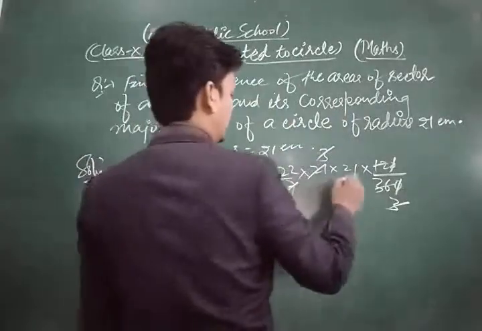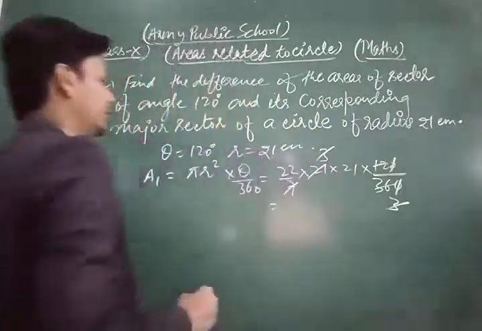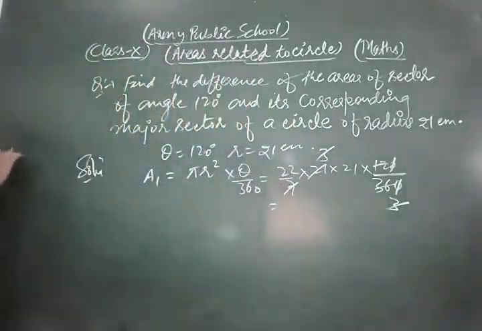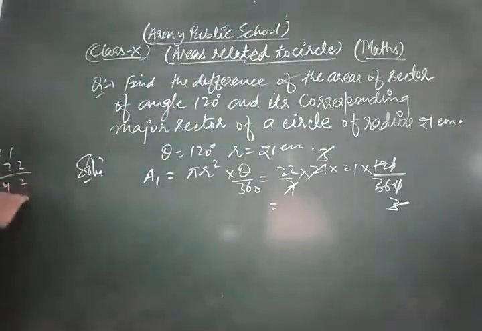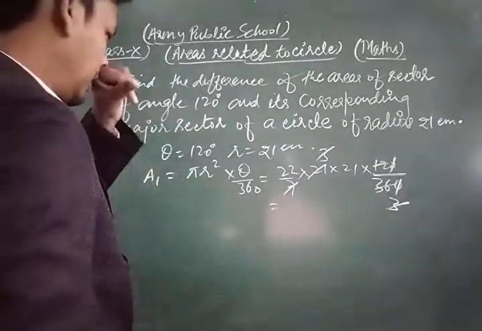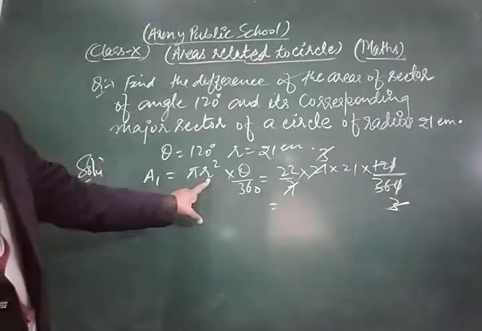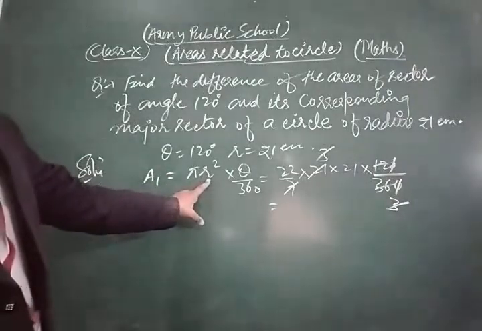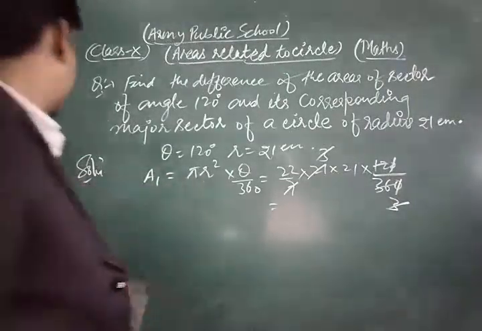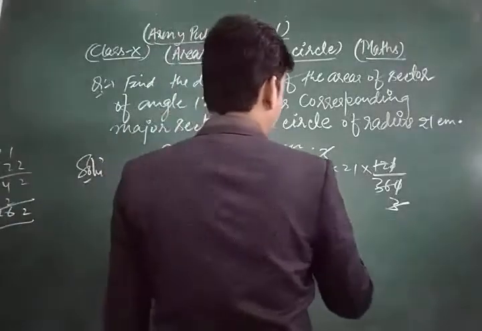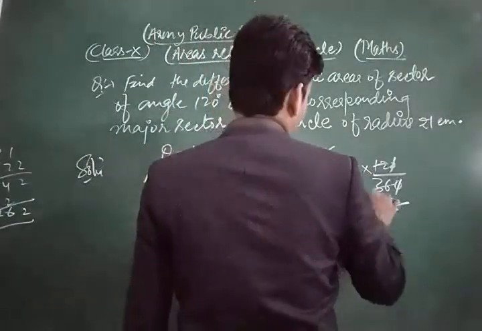So we have 21 into 22. Okay, 21 into 22 is 462. Okay, so this is 462 centimeter square.